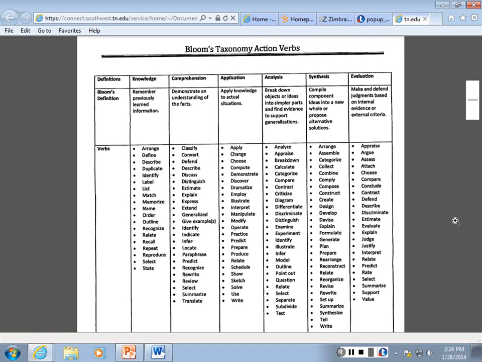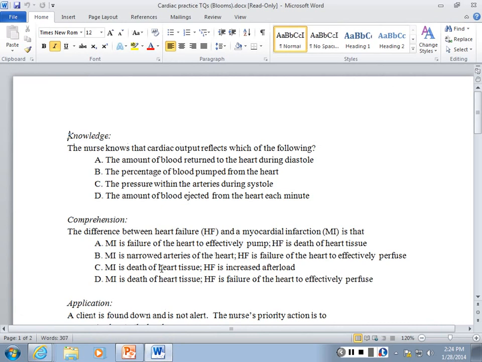So let's practice it. When I do practice questions, I don't like people to shout it out because chances are somebody's still thinking about it. So just read the first question. We know that this is knowledge-based because it's simply asking for a definition. The nurse knows that this is that. Okay. So this is the definition. It's still not an easy question, is it?